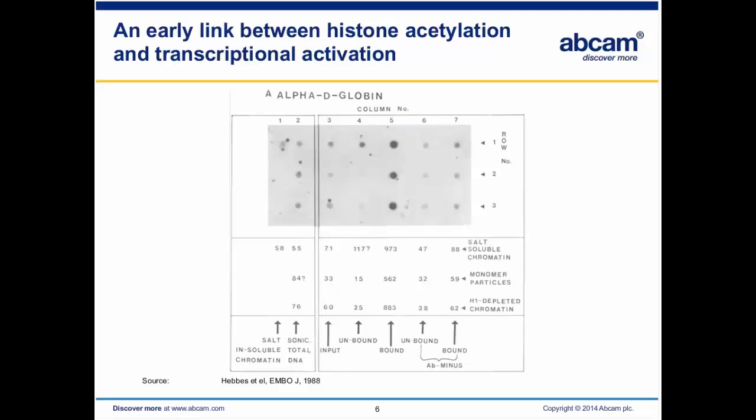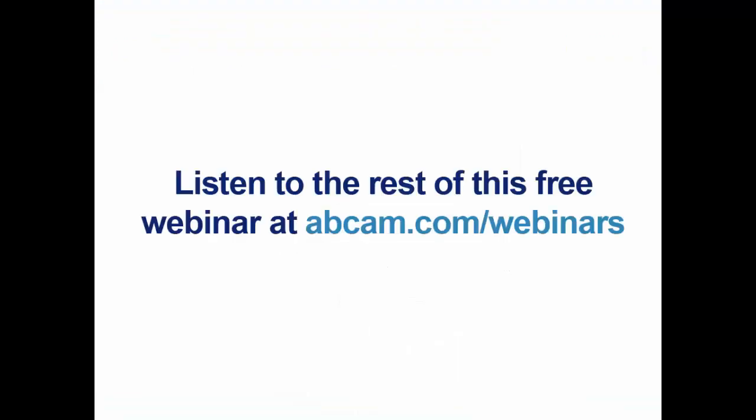They then dot blotted the DNA and performed a Southern blot for alpha-D-globin with chromatin from 3 stages of the experiment. Alpha-D-globin is actively transcribed in these cells, and the authors found a very high alpha-D-globin signal in the bound fraction, which contained the antibody for acetylated histone H4, as you can see in column 5, demonstrating the presence of acetylated histone H4 at a very active locus. You can also see that the input, unbound fraction, and fractions that contained no antibody did not produce alpha-D-globin signal.